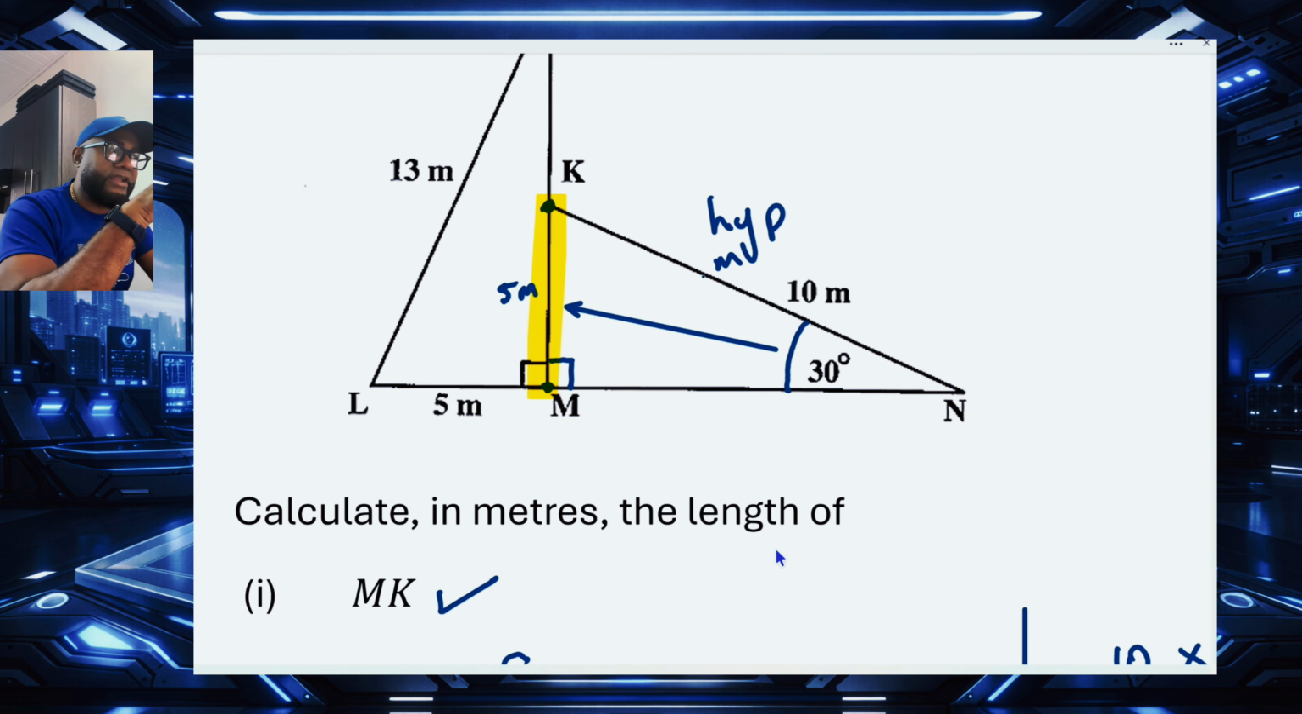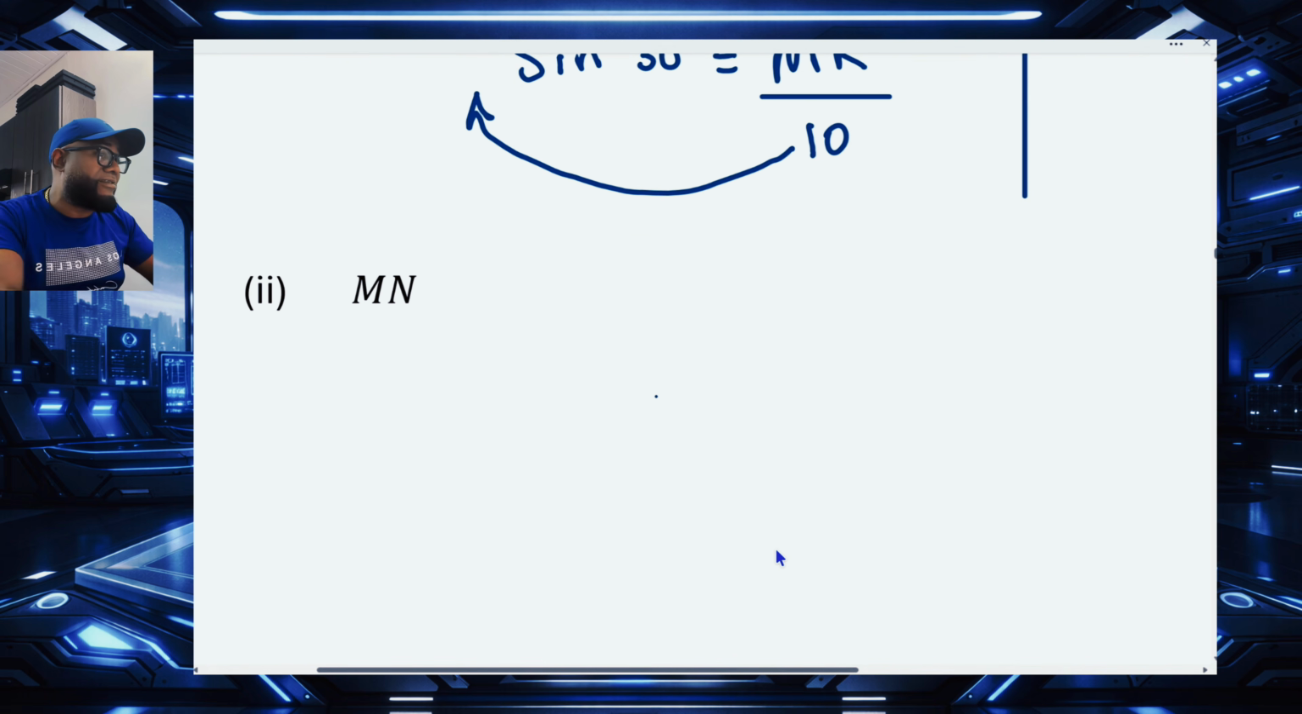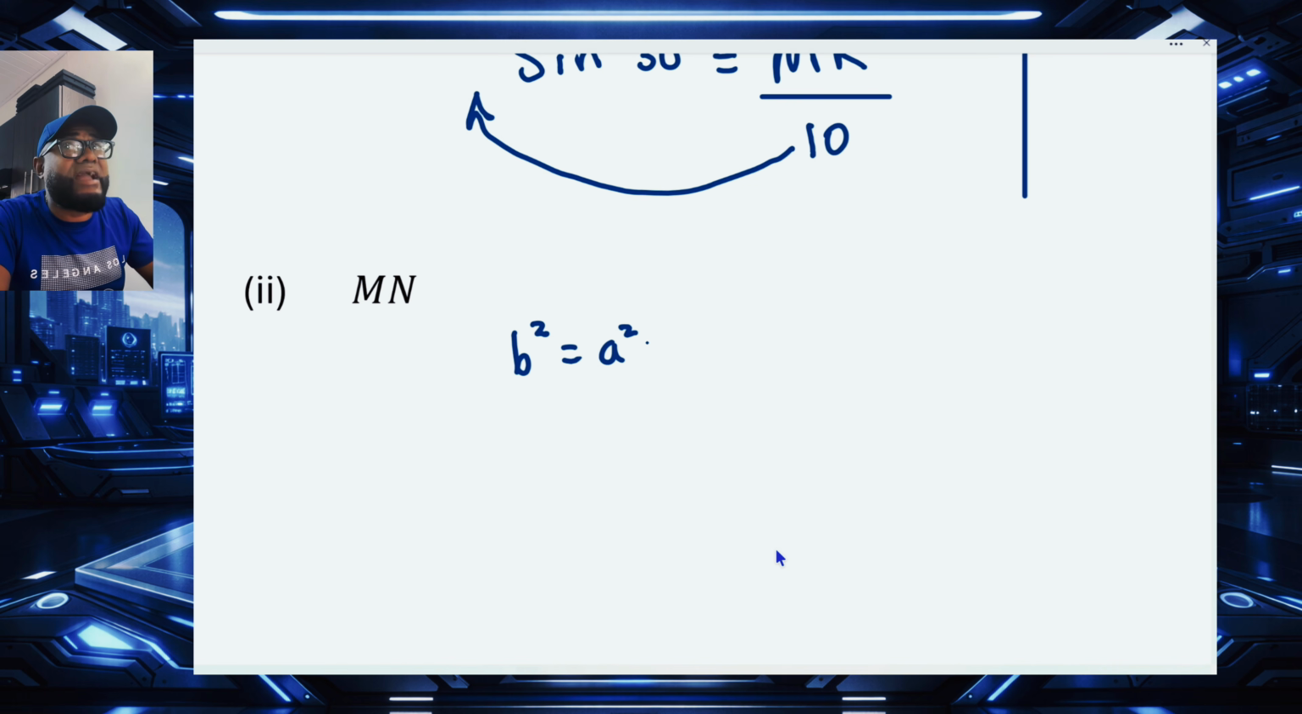So, let's focus on this again, right? What is my hypotenuse? My hypotenuse is how many meters? 10. And then the other side in the triangle is how much? 5? Right. So, this is the side we want to find. So, when you want to find a side that is not your hypotenuse, you would say b squared is equal to a squared, which represents the hypotenuse, minus the other side that was given squared.